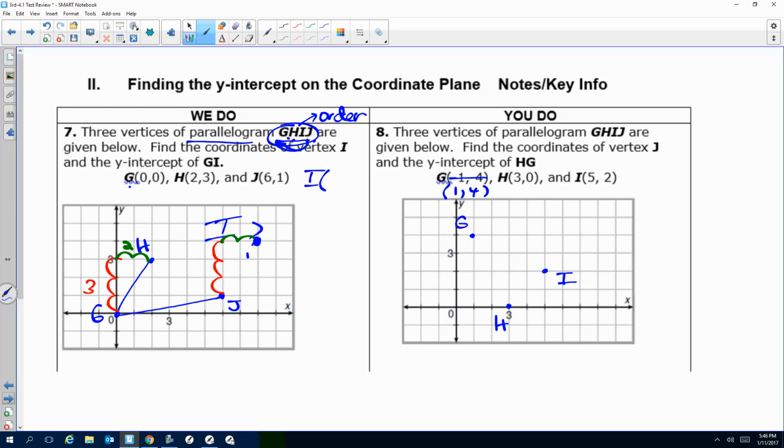I is at 8, 4. Okay? We're going to connect it. Now, that's the first part.